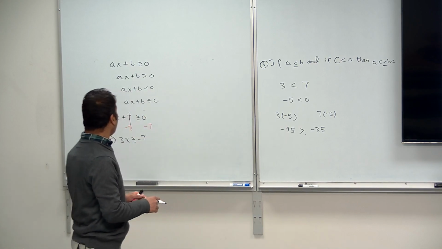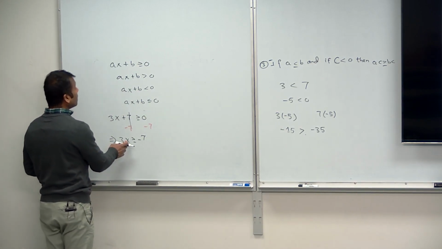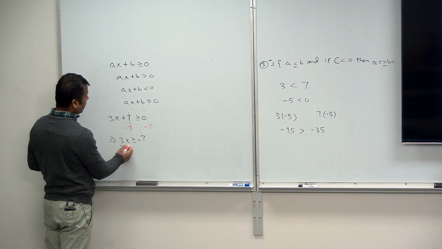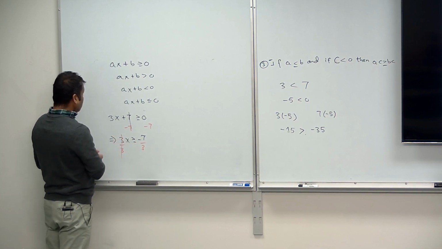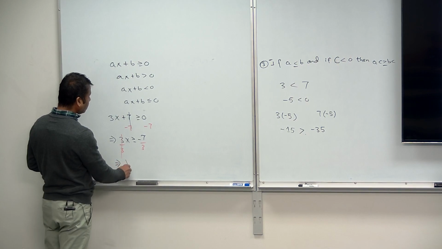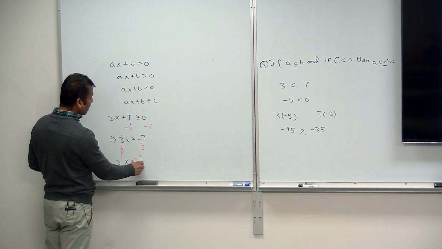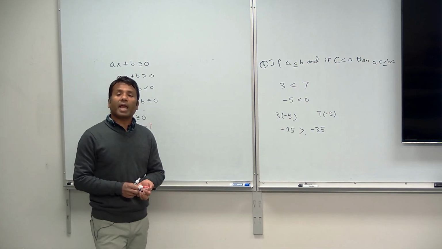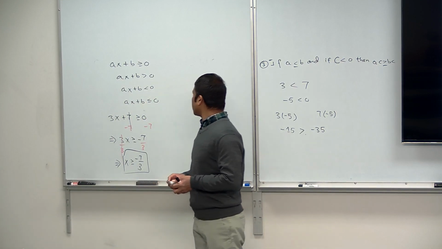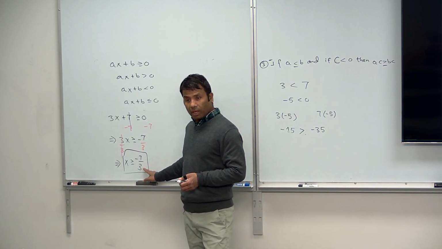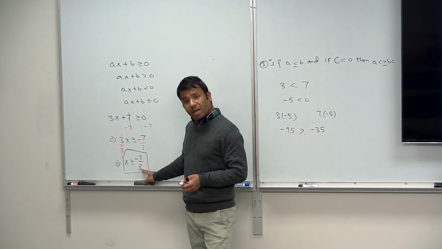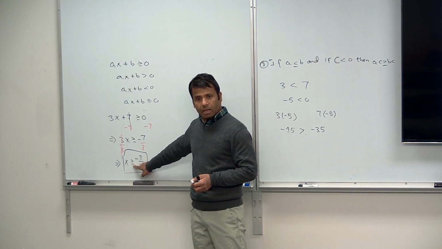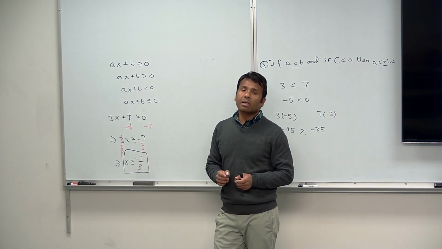So now you want to make the coefficient of x 1, so you divide both sides by 3 and cross them out. So it would be x is greater than or equal to negative 7 over 3. This is the solution. So any number greater than or equal to negative 7 over 3, including negative 7 over 3, because this is greater than or equal to, will satisfy the given inequality.